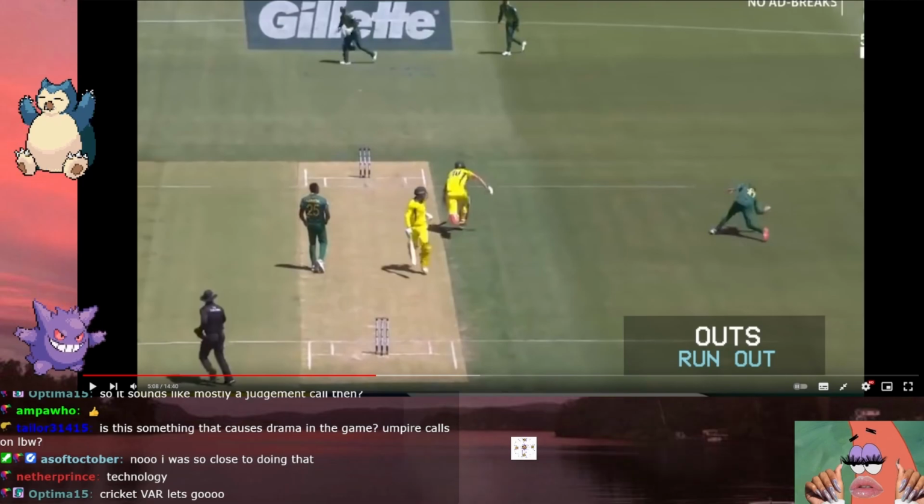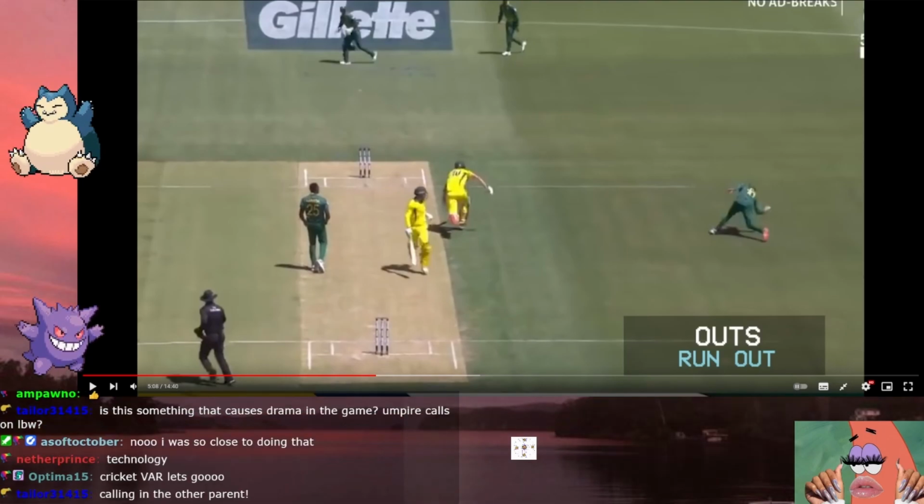So yeah, that's the most subjective thing in cricket, is the umpire will have to make a decision on whether or not a ball was going to go on to hit the stumps or not. Pretty regularly in a match.